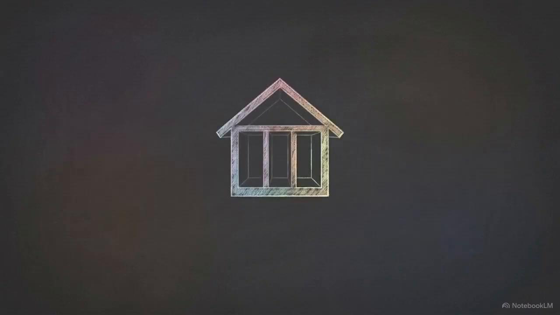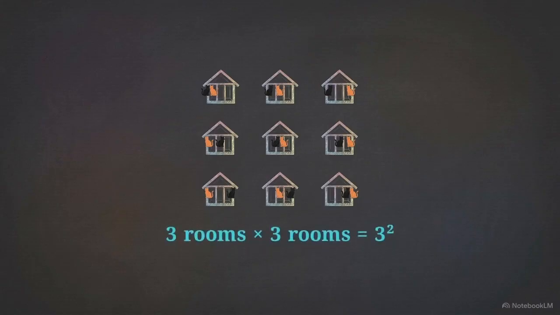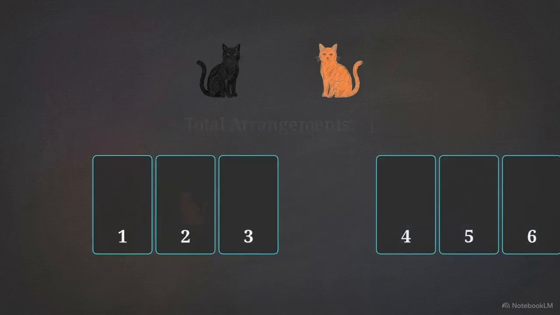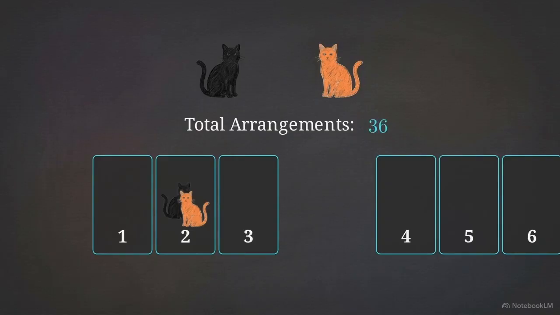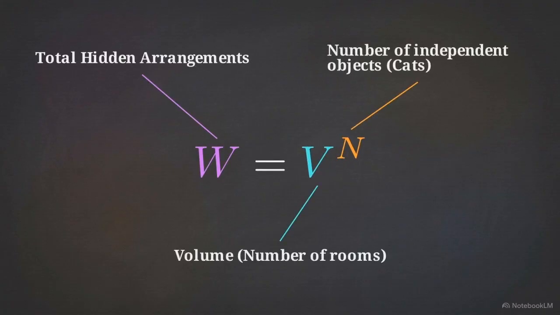To understand the mathematical pattern, consider this layout of 3 numbered rooms and 2 distinguishable cats. The black cat has 3 choices. The orange cat also has 3. Because their decisions are independent, the possibilities multiply, giving 9 distinct hidden arrangements. If we expand the house to 6 rooms while keeping the same 2 cats, the arrangements multiply again. 6 times 6 gives 36. A pattern emerges. The total number of arrangements equals the volume of available rooms raised to the number of cats. W grows as volume raised to the power of n.